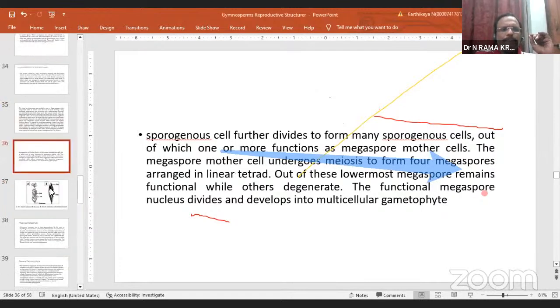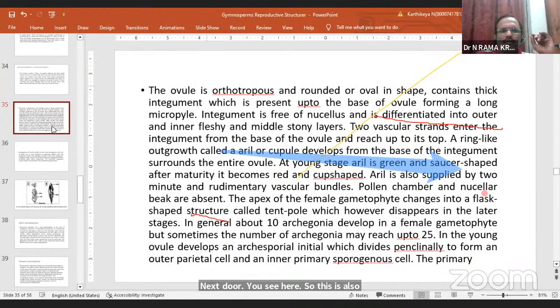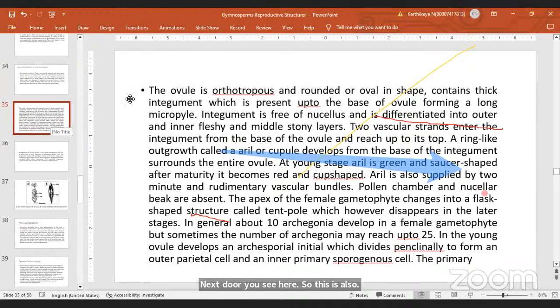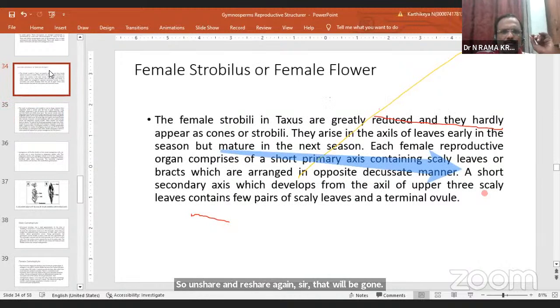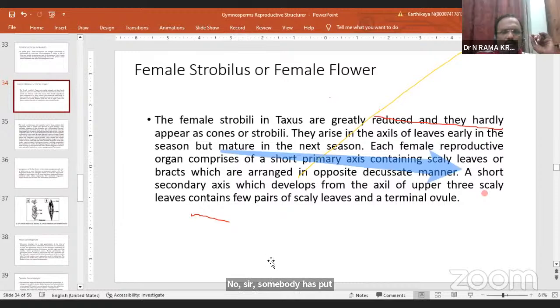Next, now you see here. So what happened? Why this one? Unshare and reshare again, sir. That will be gone. What happened? No, sir. Somebody has put it, those are markings. You can unshare the screen and then share it again, sir. It will be gone. You reshare it? Yes. Yes, now it is open.